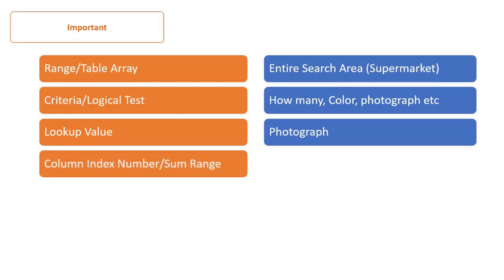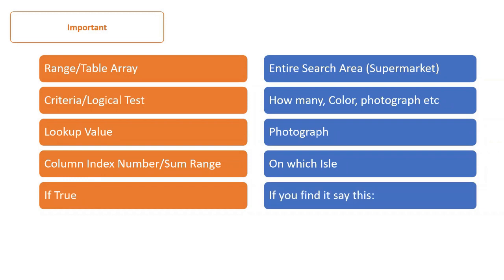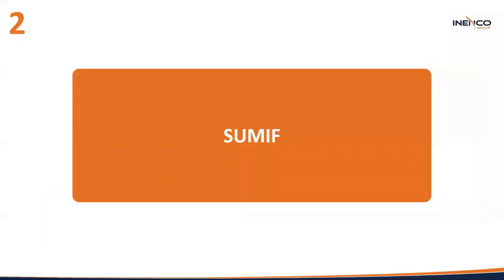Column index number and sum range, if this occurs in a formula, it basically means which aisle you lost your keys in. The supermarket has a lot of aisles. Which aisle do you think your keys are in? And if true, if you find it, shout this, okay? Shout, I found it, or something like that. And if you did not find it, shout this, okay? Still looking, or something like that. So now that you have understood the supermarket analogy, let's go into Sumifs.